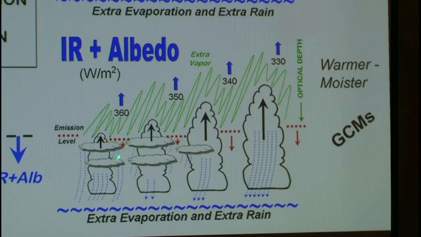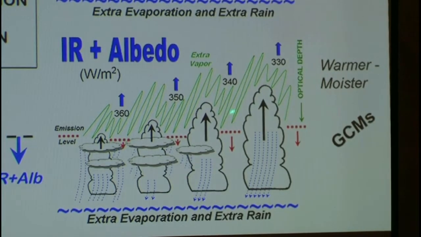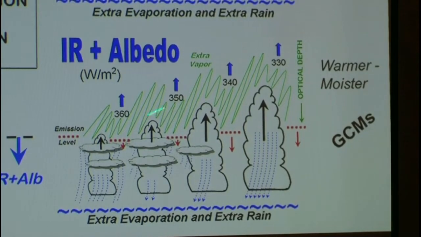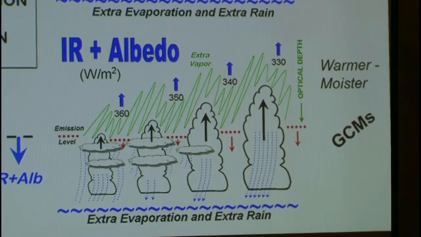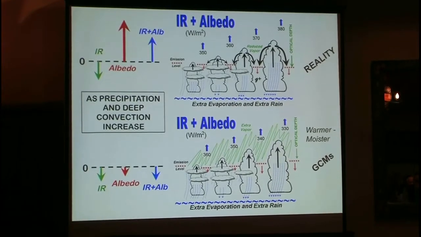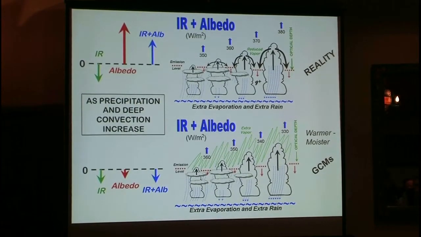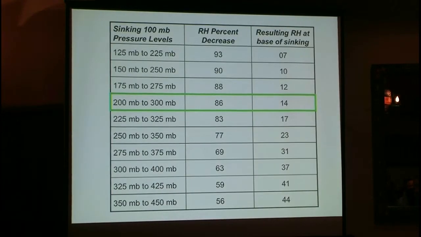So they assume as rainfall gets more and more, they forget or don't handle properly this loop of sinking on the side that dries so much. So with more rainfall, they get less radiation to space. That's the crucial Achilles heel in the global warming.